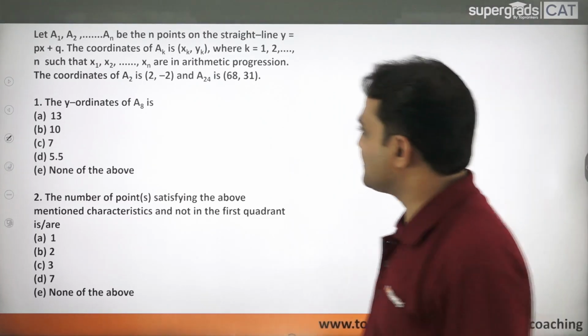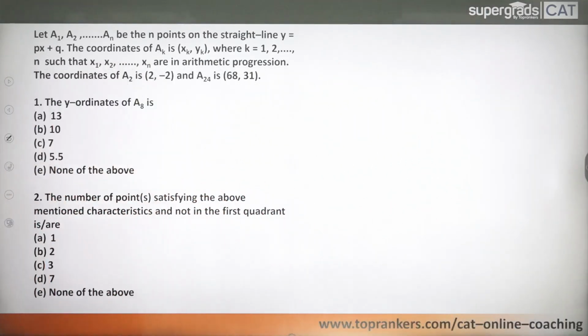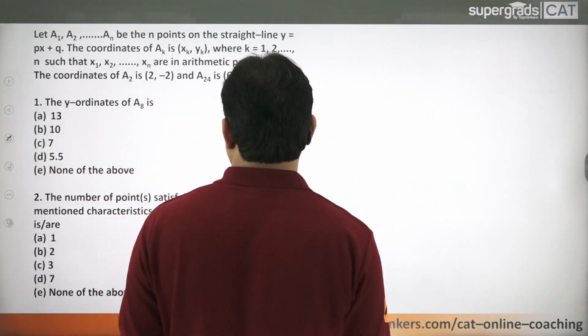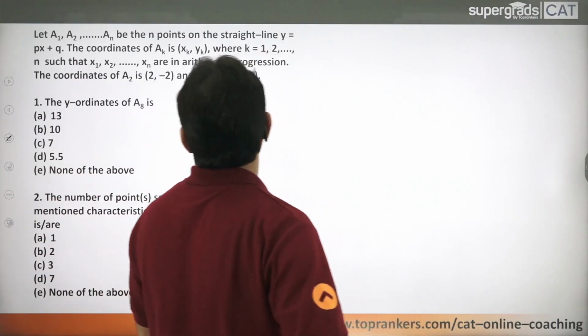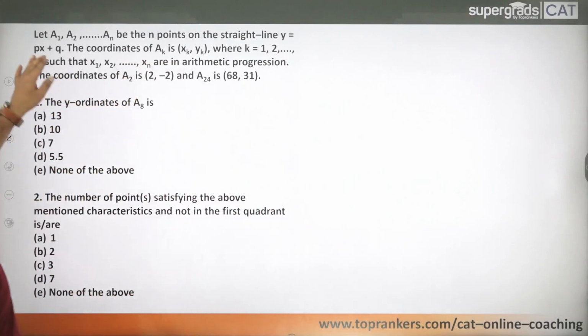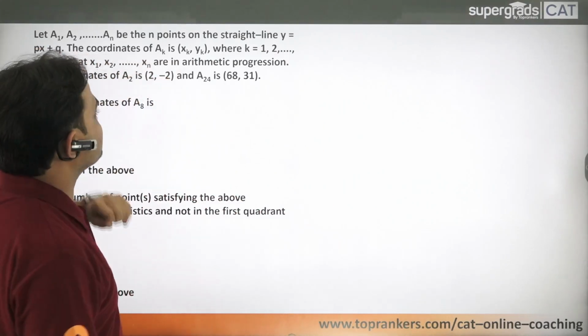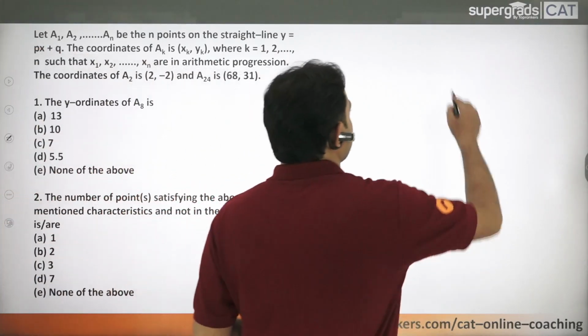So what we need to find is the number of points satisfying the above mentioned characteristic and not in the first quadrant. We also need to find that not in the first quadrant. Let's see what we can do here. Before we move to this, the line equation is y is equal to px plus q.